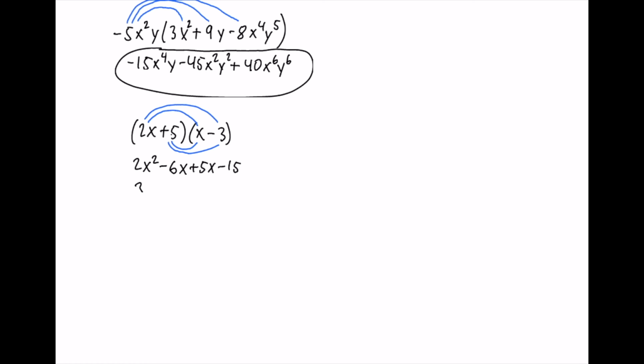So we've got the 2x squared can't combine with anything, so that drops down. And then negative 6x plus 5x. And then the minus 15 doesn't combine with anything, so it drops down. Can't combine anything past that, so that is our answer.